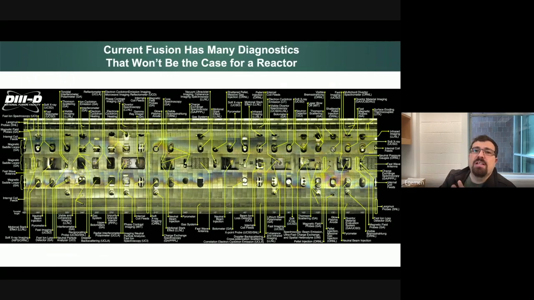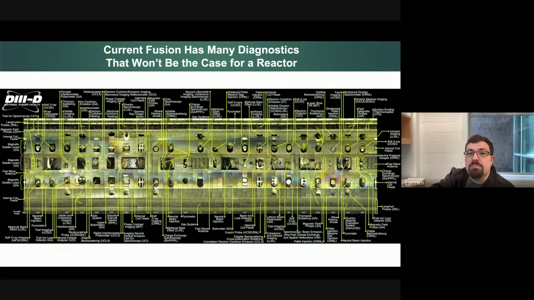So we have a lot of diagnostics in current reactors. This is DIII-D. You'll see there are probably dozens of diagnostics here. So electron cyclotron emission imaging, there's reflectometer, all sorts of things. So we can measure densities of ions and electrons and temperatures, etc.